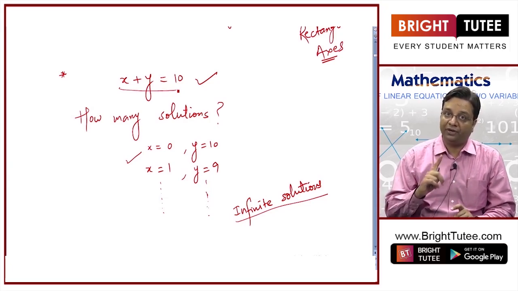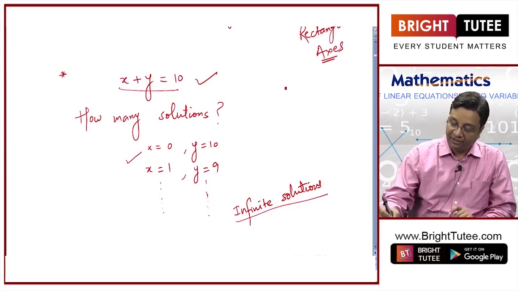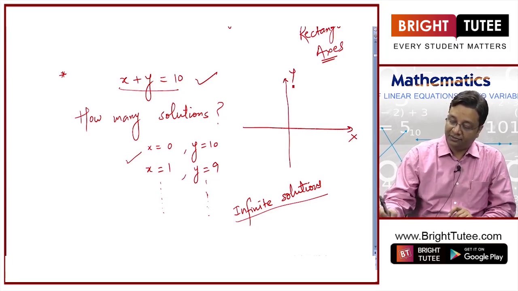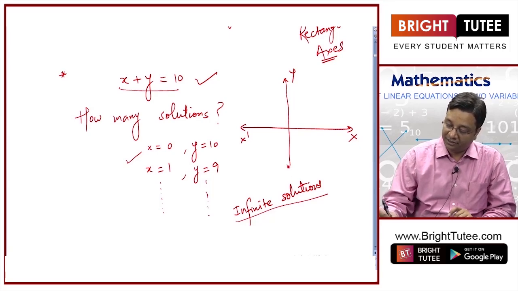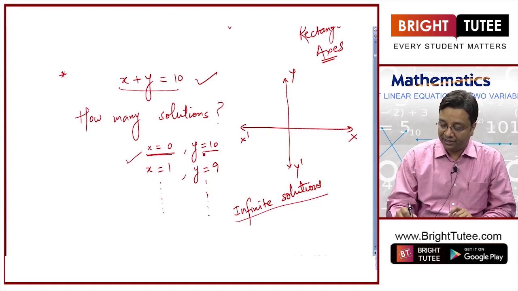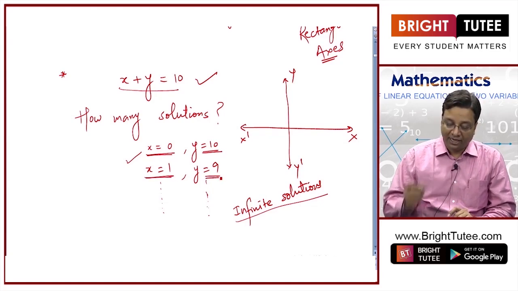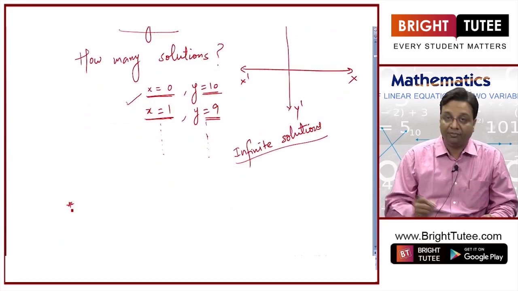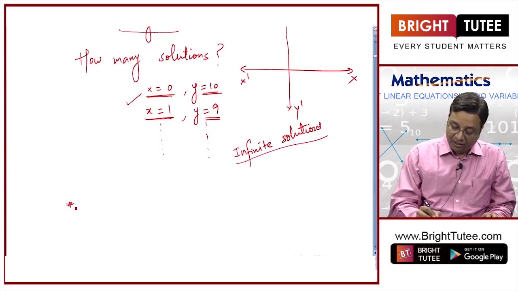Now, we have got only one equation here, and graphically how can you represent this? If this is x, this is y, this will be x dash, this will be y dash. Now, for x equal to 0, y is 10, for x equal to 1, y equal to 9. And we also know, let us take it as the next point here, then we will come back to this point. Okay.